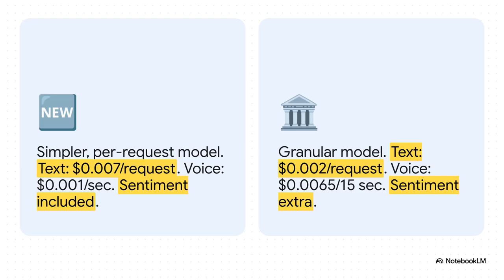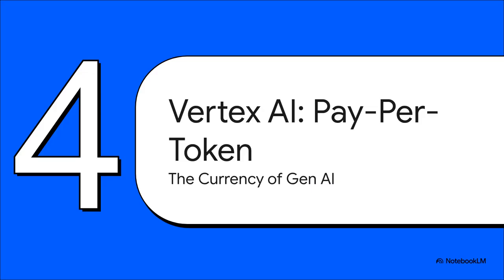This tells you that Google is moving towards making things more predictable for developers, which is a huge win. All right, now we're getting to the absolute heart of modern AI costs. Because when we start talking about the big, large language models like Gemini, we're not billing in minutes or requests anymore. The whole game is based on this tiny little unit of measurement called a token.